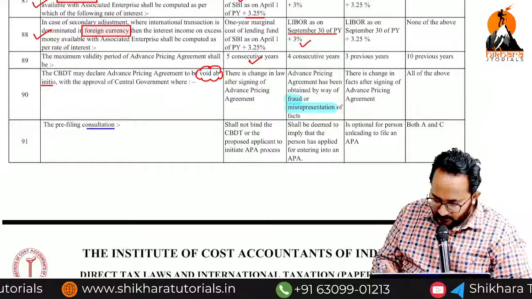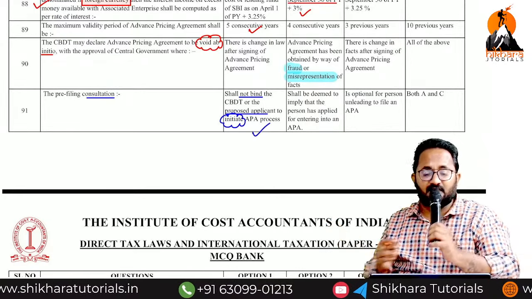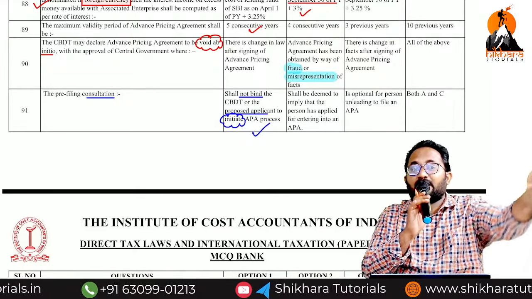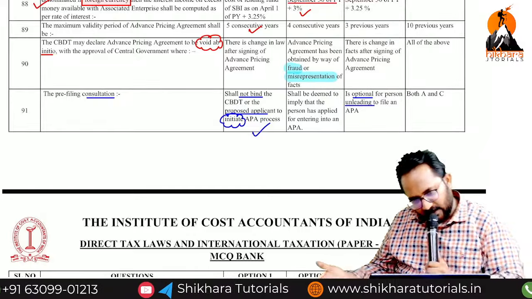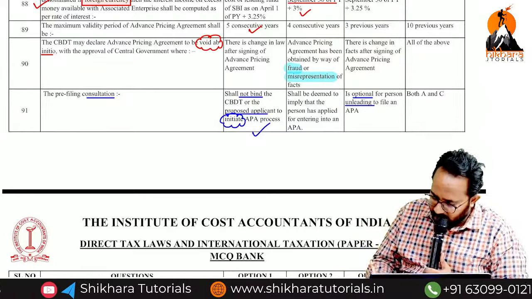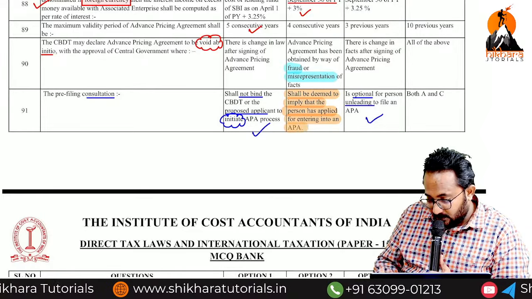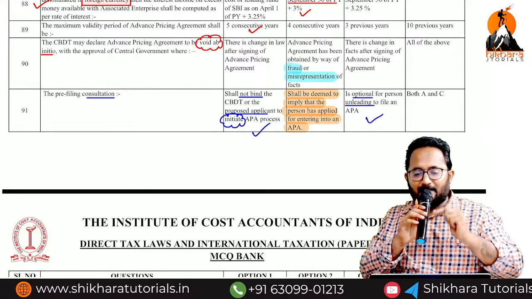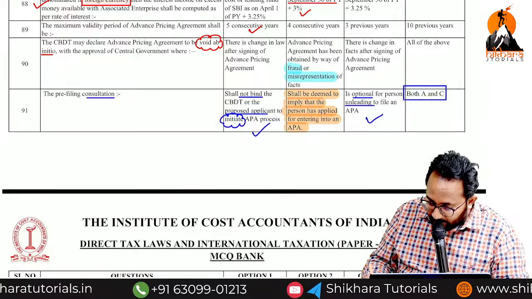Pre-filing consultation shall not bind the CBDT or the applicant to initiate the APA process. Yes, it is absolutely correct. Why? I am just taking the consultation with the department. If I am taking the consultation, both parties, the CBDT as well as the taxpayer, have no need to enter into APA. Next, it is optional for a person, maybe it is an inquiry before filing an APA. Whether I take forward steps or I can drop out, that is also correct. But this other point they have given is completely wrong: it shall be deemed to imply that the person applied for APA. If I am taking the pre-filing consultation, do I need to enter into that APA mandatorily? No. So which options are correct? A and C are correct. B is completely wrong.